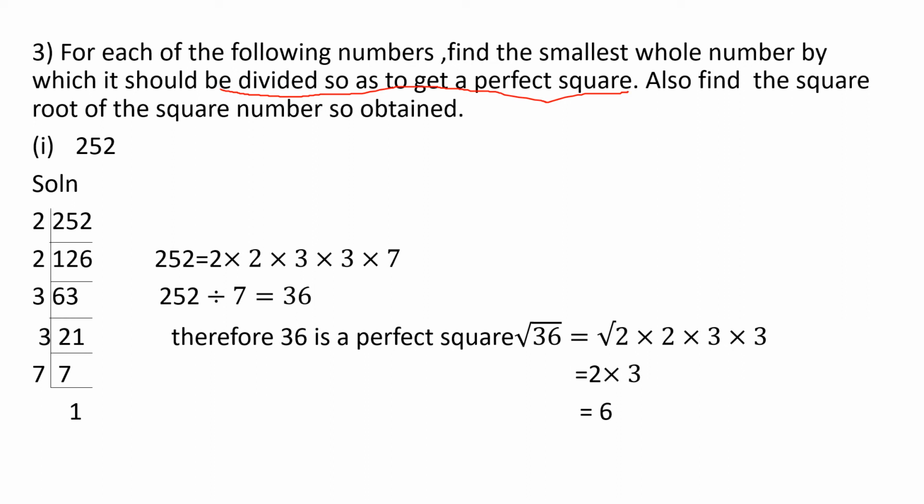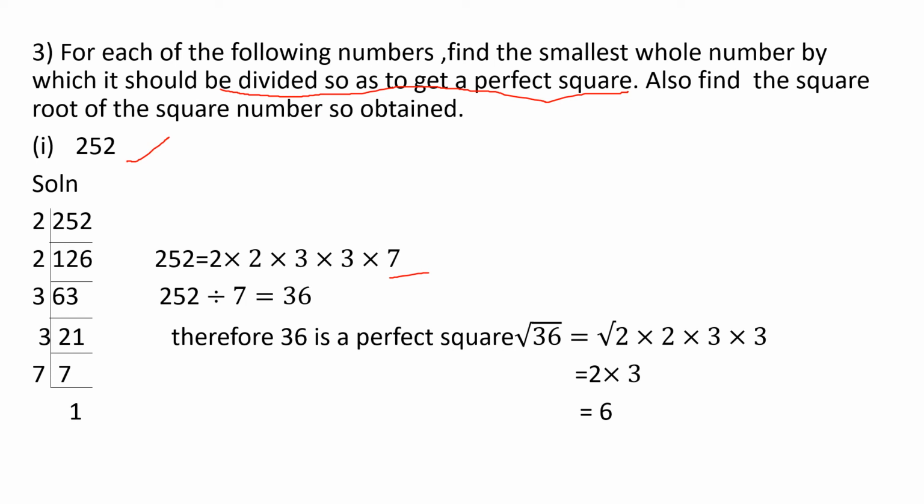So here also 252, the same number. Do the prime factorization method. And what are you going to do? Write down all the numbers. Here also for 7 you don't have a pair, right? So here what you are going to do? You are going to divide.